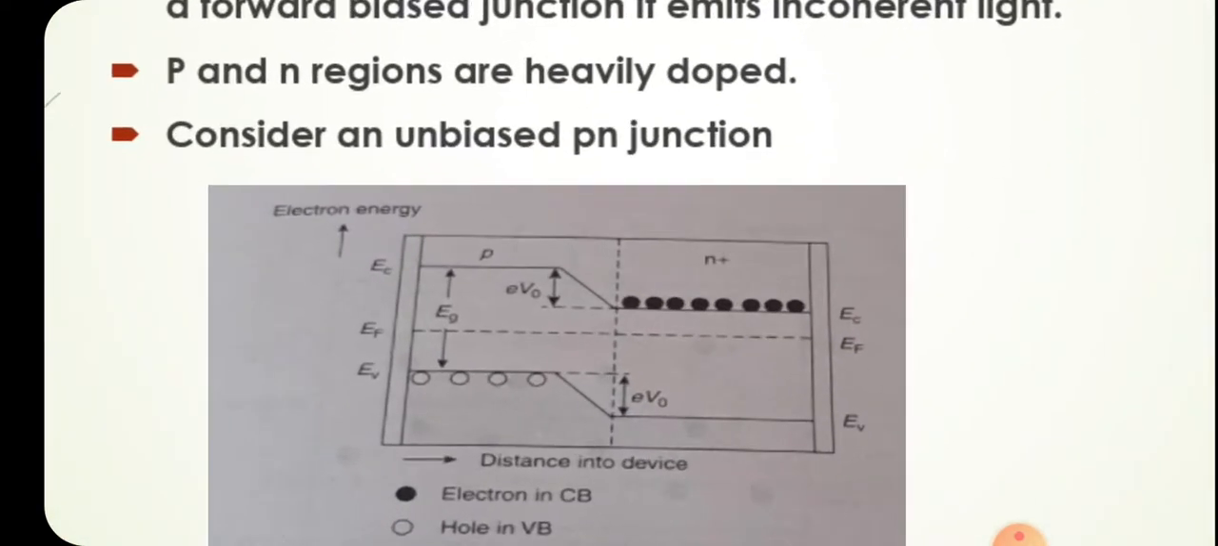once the depletion region is formed, it will prevent the further flow of electrons from the N side to the P side.